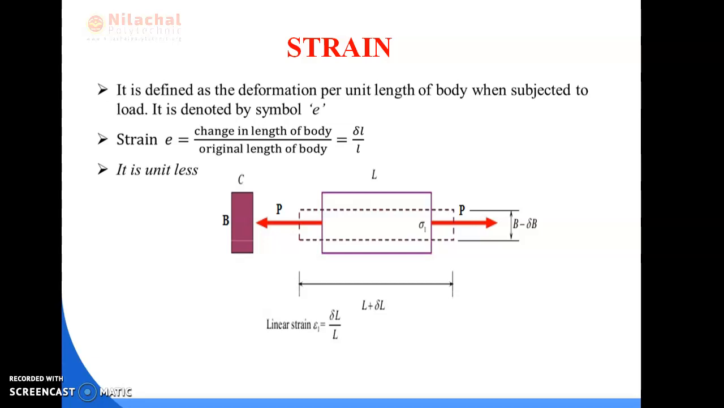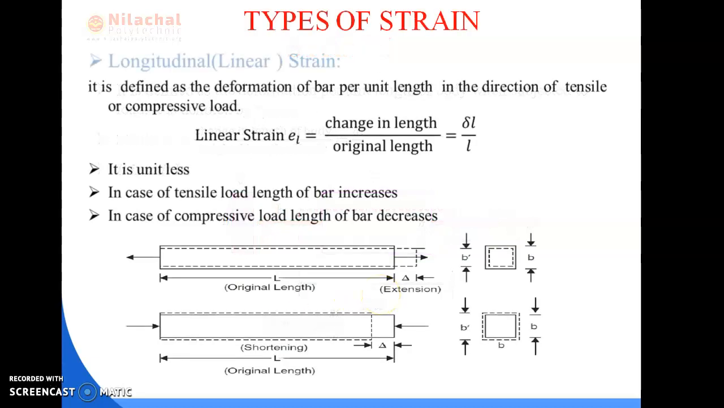In part 2, we discussed that strain means deformation per unit length of the body, and it is denoted by the symbol e. So, e is equal to change in length by original length. We have different types of load applied upon the body: tensile load, compressive load and shear load.